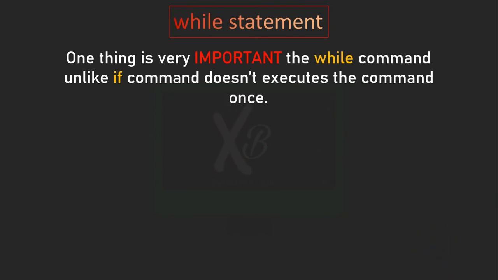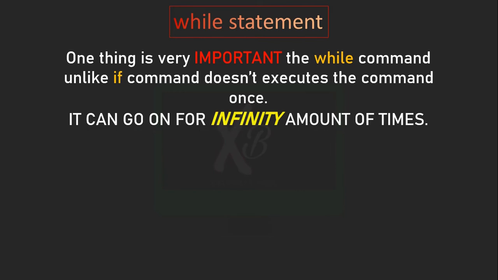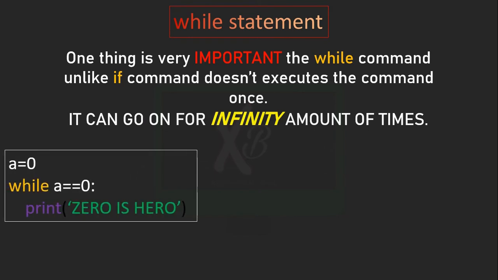One thing is very important: the while command, unlike the if command, does not execute the command just once. It can go on for an infinite amount of time. So infinite amount of times this program can run. Let's see why. You see this program: a is equal to 0, while a double equal to 0, print 0 is 0. So what happens?